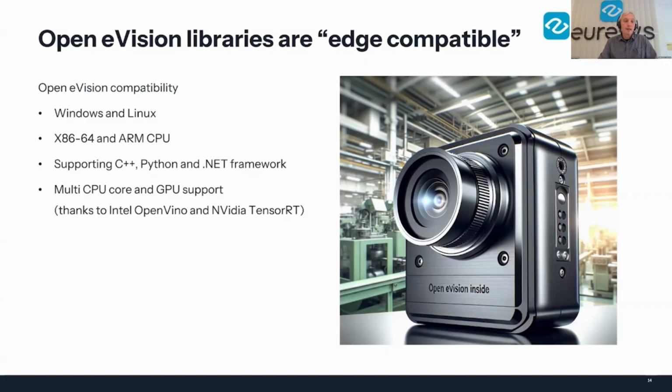You can access and use Open eVision from C++, Python, and C# or other .NET framework languages. And we make good use of multi-core and GPU. And more especially, we are getting good inference speed using Intel OpenVINO and NVIDIA TensorRT libraries that are specifically made to speed up the deep learning libraries.